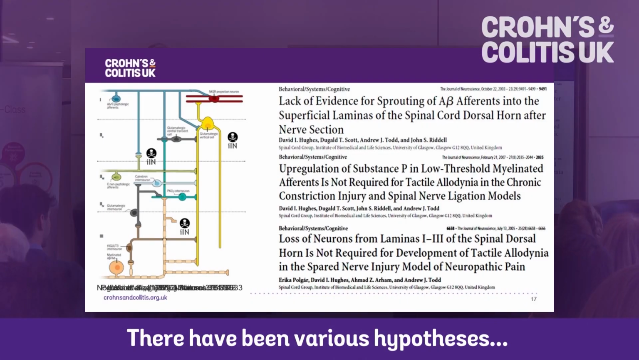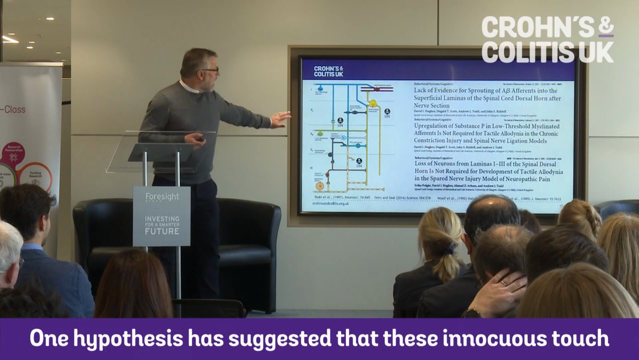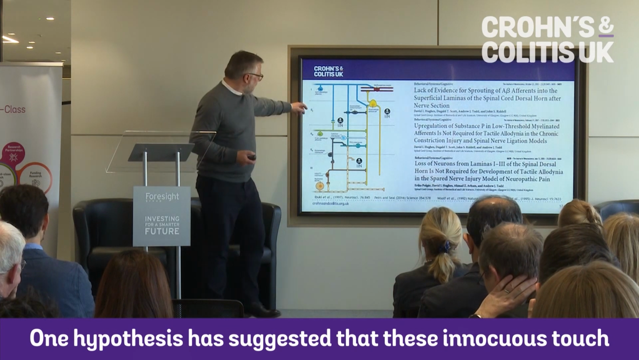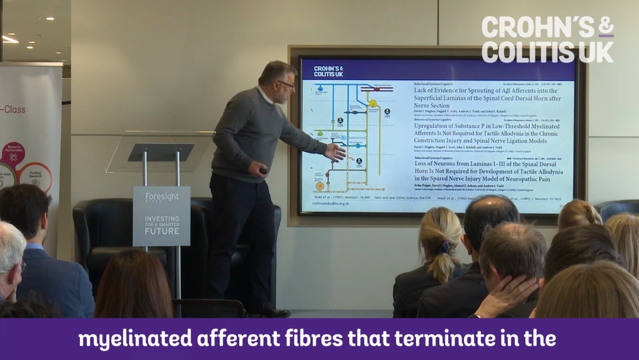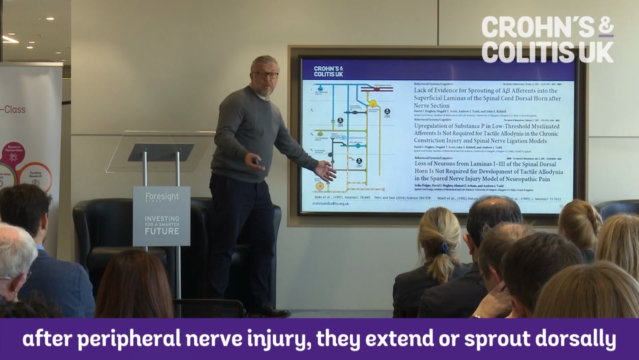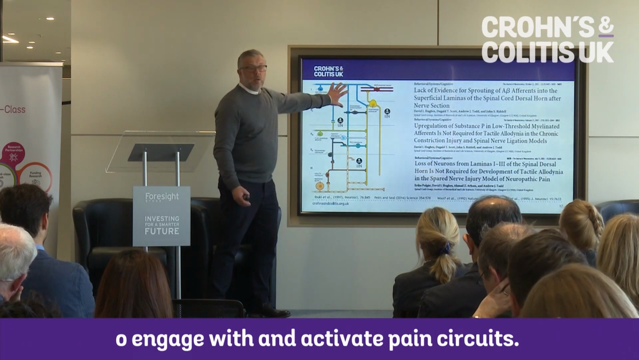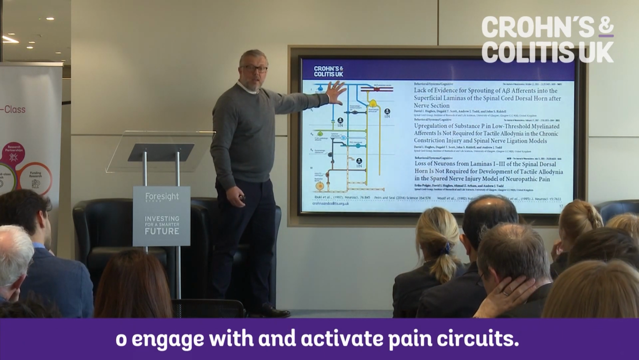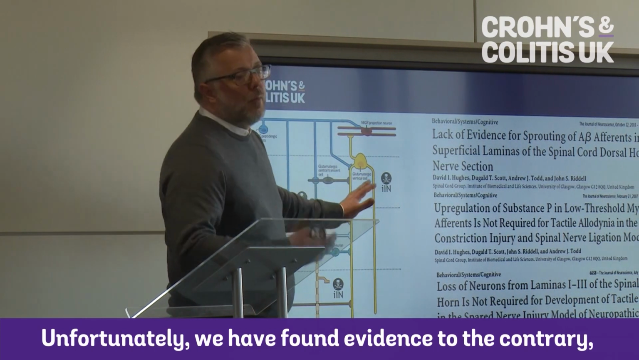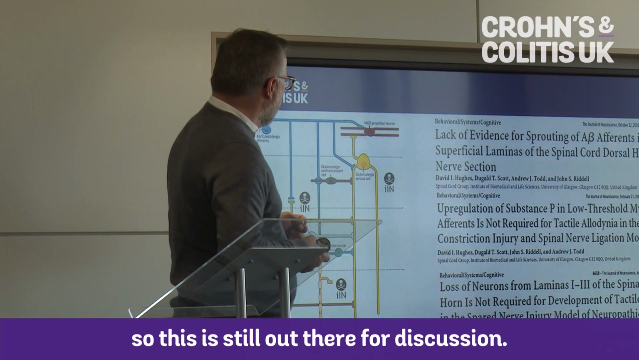There have been various hypotheses. Shame this should be animated, but unfortunately not. One hypothesis has suggested that these innocuous touch myelinated afferent fibers that terminate in the deeper layers of the dorsal horn, after peripheral nerve injury, extend or sprout dorsally to engage with and activate pain circuits. Unfortunately, we found evidence to the contrary, so that's still out there for discussion.